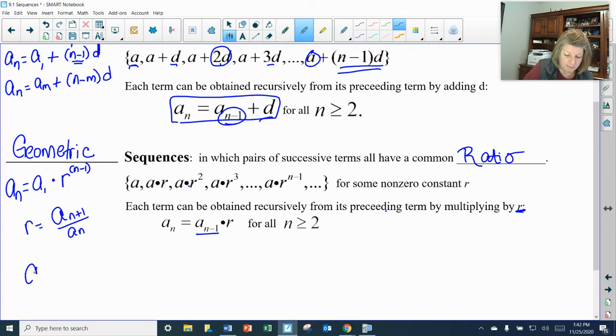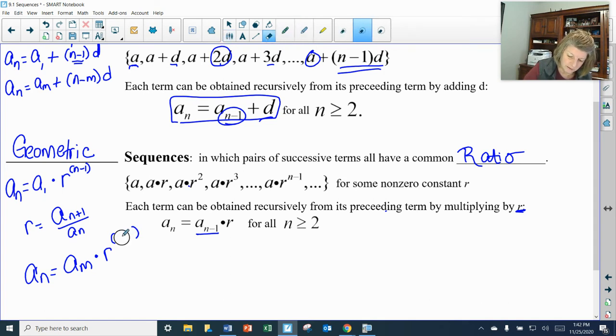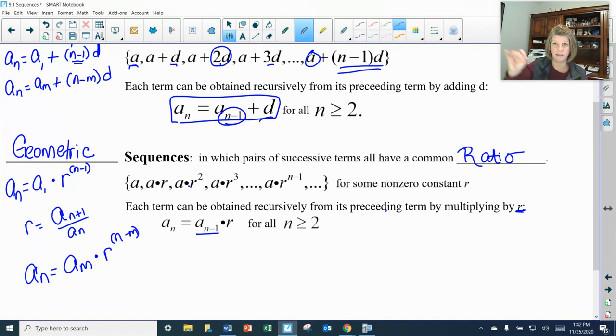I suppose you could jump in at any point and say your a sub nth term is some a sub m times r, and how many times do I need to multiply by r? Not m first, I want n first. The n minus m. Tell me how many times I need to multiply.